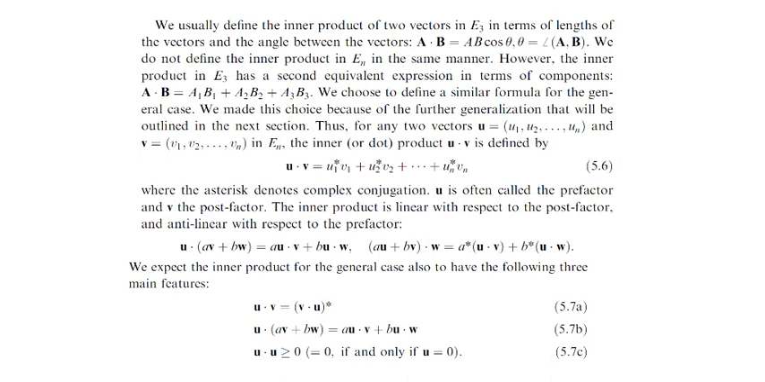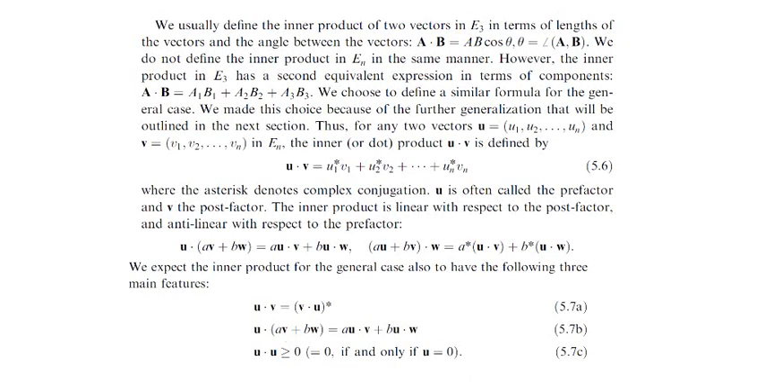And the inner product also satisfies the following features. u dot v is v dot u star, and u dot (av plus bw) is a times u dot v plus b times u dot w. This property also can be added here. The antilinearity with respect to the prefactor, that also can be added here.